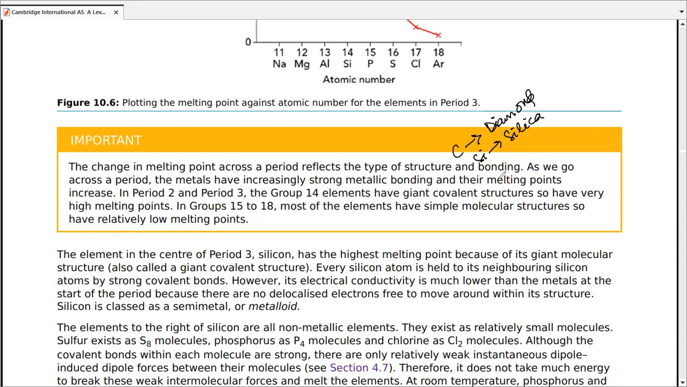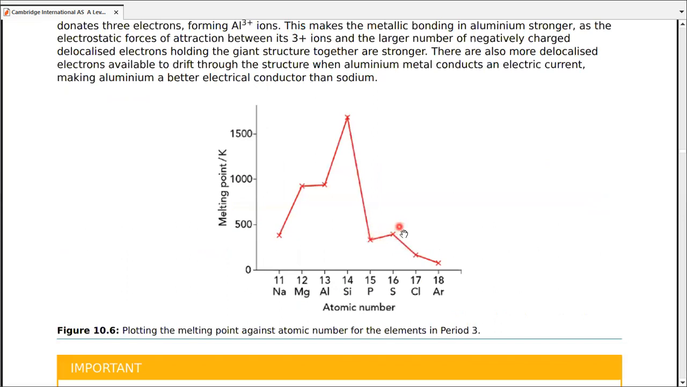If we talk about groups 15 to 18, most of the elements have simple molecular structures, so they have relatively low melting points, and of course, this is going to work like that. Now, since this happens to be in the form of this, and this is present as this, we can understand that the number of atoms combining is different than what we had over here. The possibility of combining into octahedral or octatomic molecules. So, of course, a small rise.